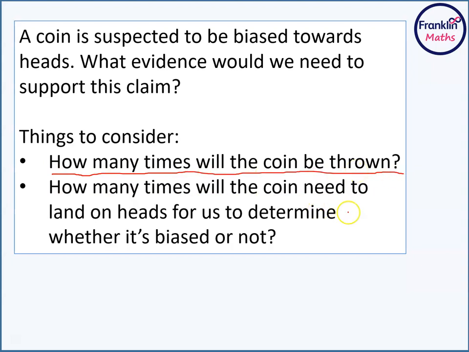And also, how many times will it need to land on heads for us to determine whether it's biased or not? So if we're going to throw it 10 times, does it need to land on heads 9 times? Maybe just 6. Well, it's more than half. 100 times, 60. But this is what we're going to look at today. We're not going to be proving it. We're just going to be providing evidence to suggest that the coin is biased or not. So this is what we're going to look at with hypothesis testing with the binomial.